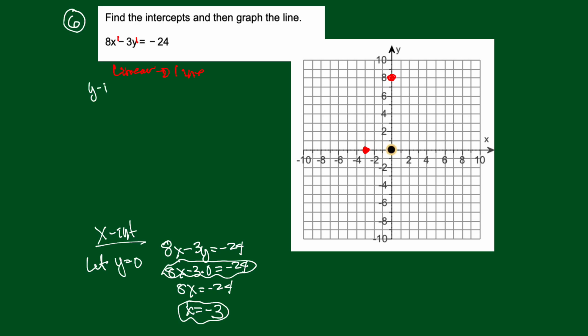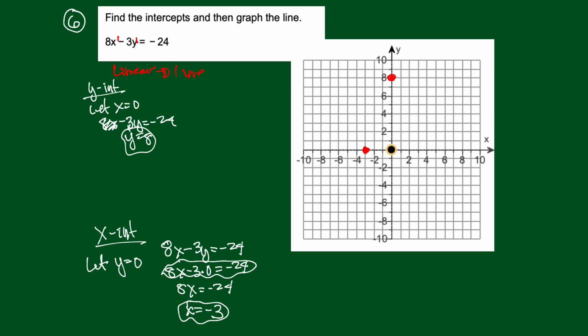All right, so for the y-intercept, what I will do here is let x equal 0. In our equation up here, I'm going to put in a 0 for x. So we've got 8x minus 3y is negative 24. Now, if I let x equal 0, I'll have a 0 right here. So that's going to be 0. Now, 8 times 0 is 0, so this term is going to go out. That's the whole point of this. Then I get negative 3y equals negative 24. So divide by negative 3, and I get y equals 8.